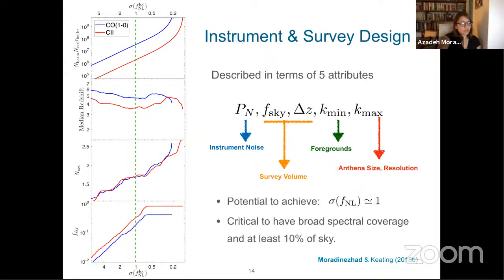And the important thing we draw from here is that potentially we can achieve sigma FNL 1, but one important ingredient is that we need a very broad spectral coverage for a survey. But the sky coverage is not too demanding, let's say. If you have a broad spectral coverage and the sky coverage of at least about 10% of the sky, you could potentially achieve FNL over the unity.